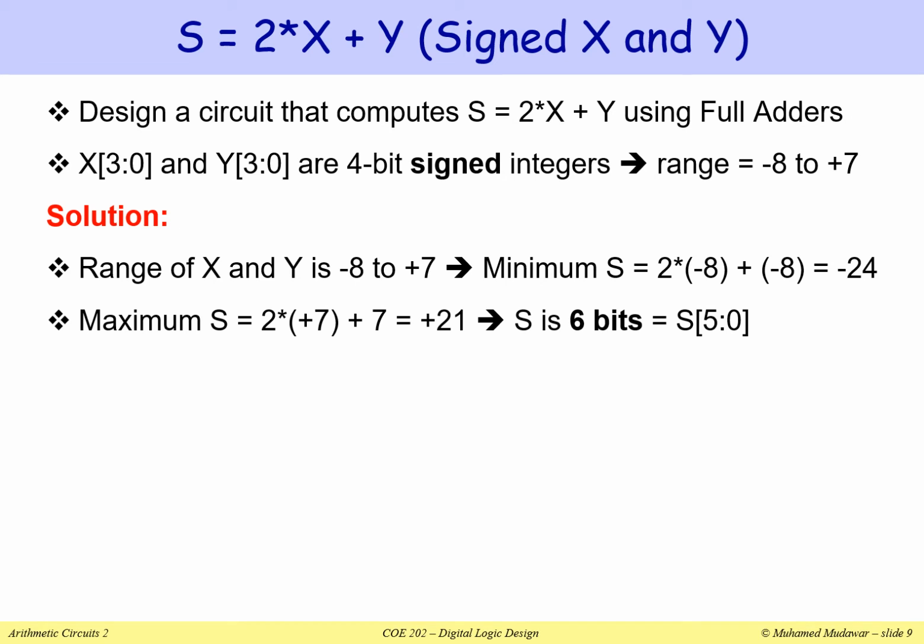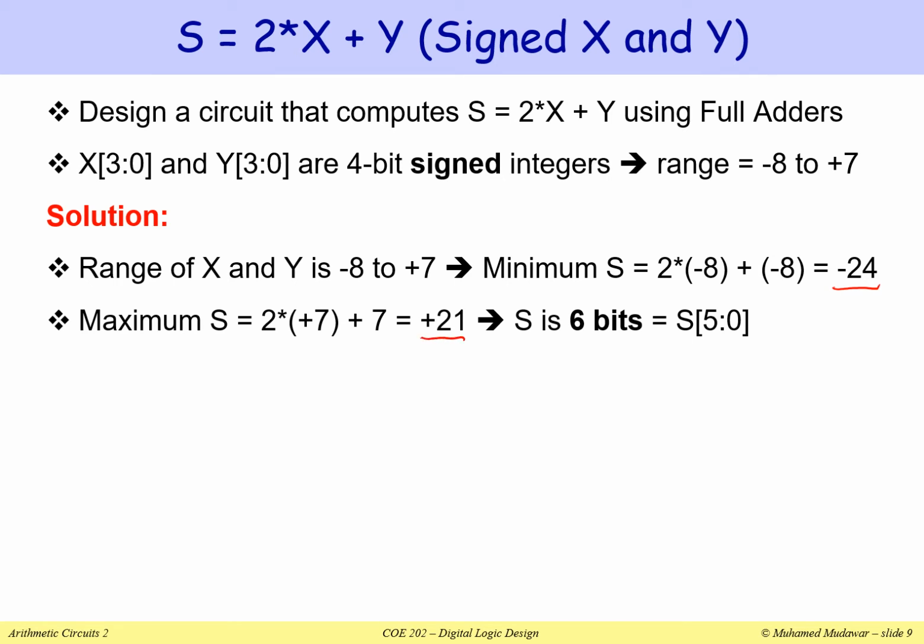Now the range, you can actually say what is the minimum S and what's the maximum S. The minimum for S will be 2 times -8 plus -8 because this is the minimum for X and the minimum for Y. So you will get -24. That's the minimum value of S. What's the maximum value of S? It will be 2 times +7 plus 7. This will give me +21.